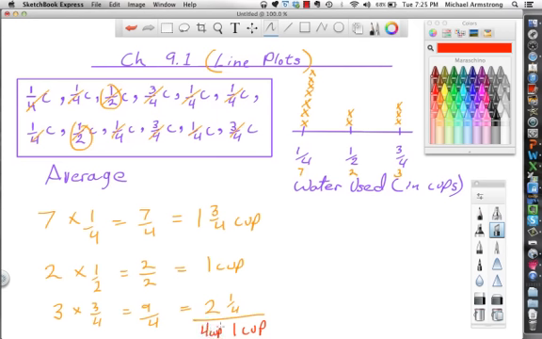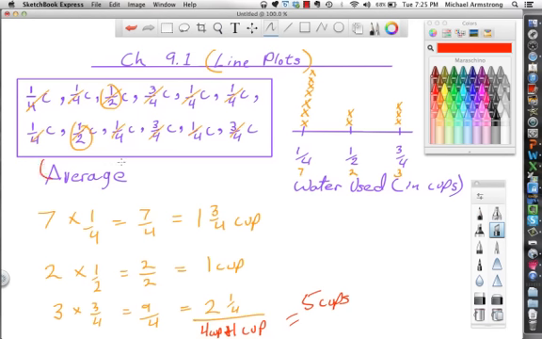And I have to combine them, so it's not 41 cups. That wouldn't make any sense. But I have 4 cups here, and when I add 3/4 and 1/4, that gives me 4/4, which is 1 more cup. So I really have 5 cups. So I have 5 cups, and now I have to figure out what the average is.